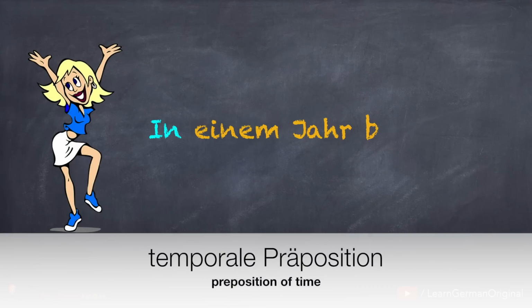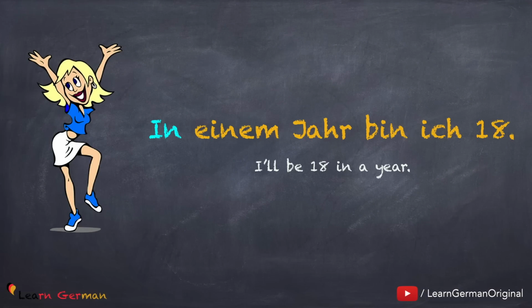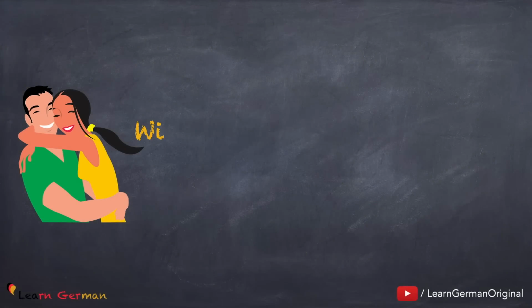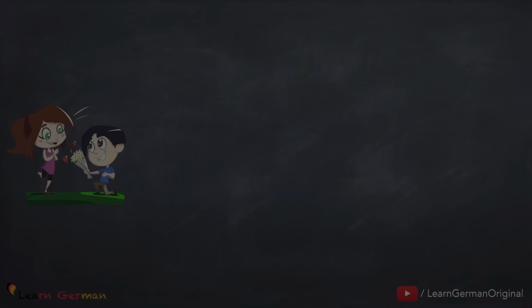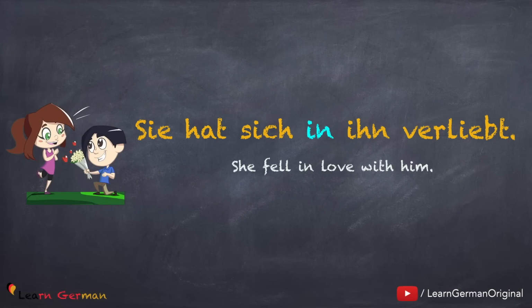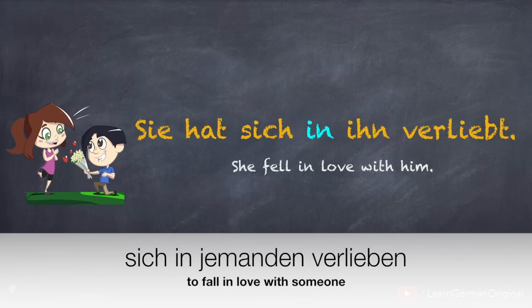In is also used as a temporale Präposition. When used with indefinite articles, then also in doesn't change. For example, in einem Jahr bin ich 18. Here's another example. Wir heiraten in 2 Wochen. Sometimes you also use the preposition in with some fixed verbs. For example, sie hat sich in ihn verliebt. Here you should learn it as sich in jemanden verlieben.